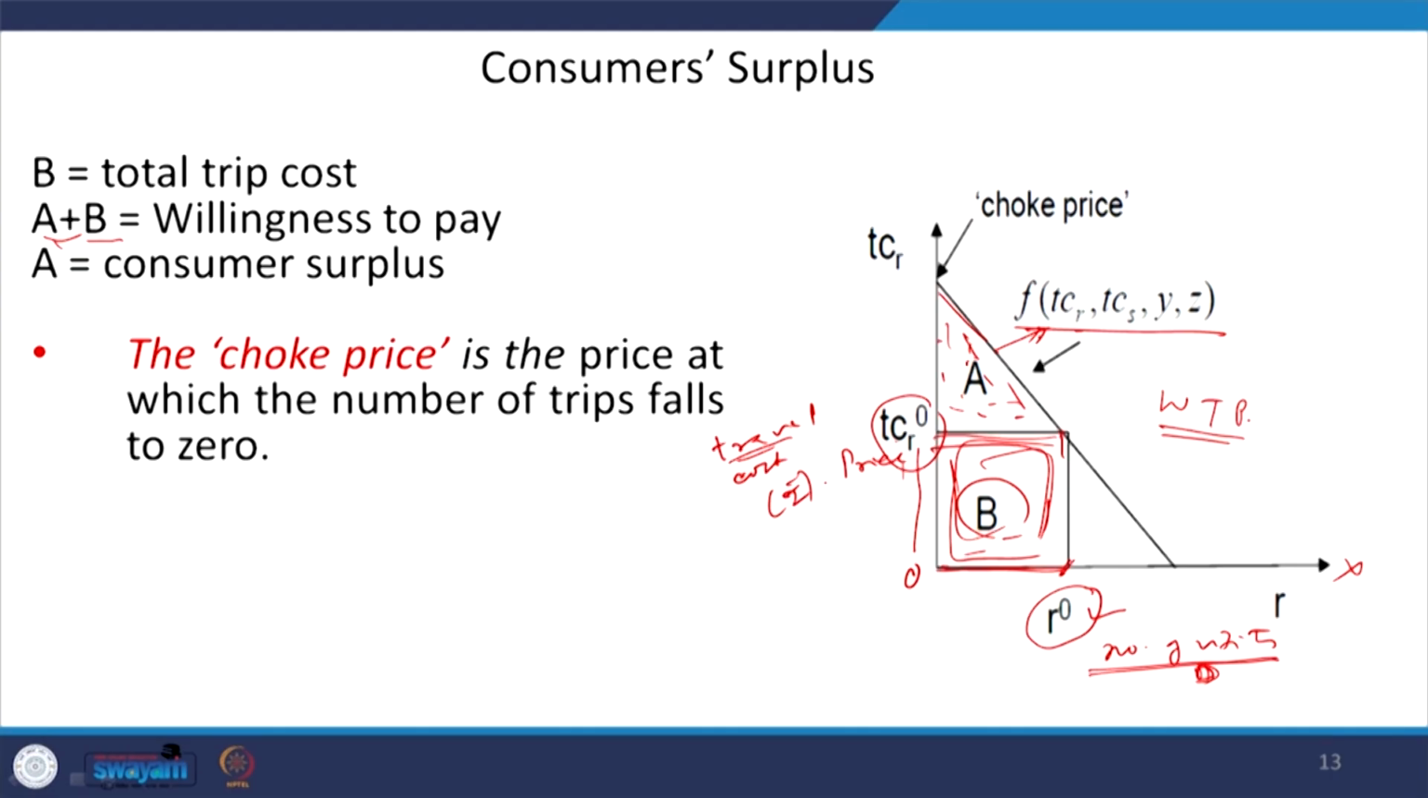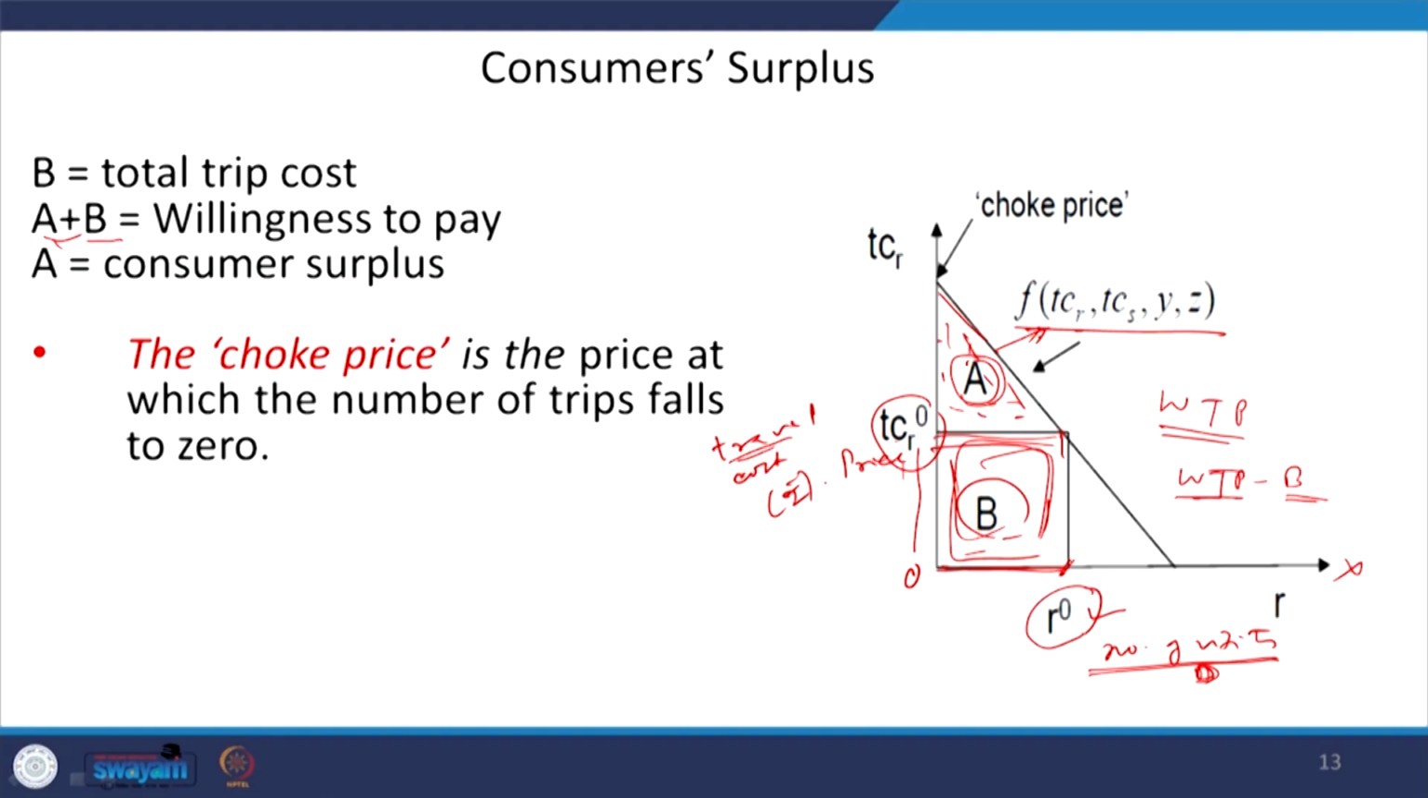But what is consumer surplus here? Consumer surplus is your willingness to pay minus what exactly you are paying. What exactly you are paying is in terms of spending, in terms of your travel cost. So, that is B, right. So, willingness to pay, that is A plus B, minus B equals your consumer surplus. So, this area, this triangle which is represented by A, is your consumer surplus.